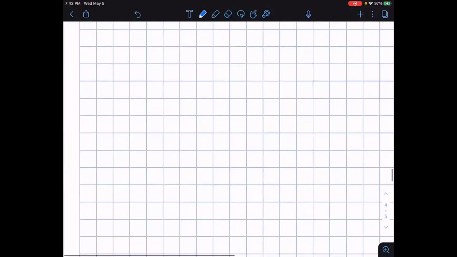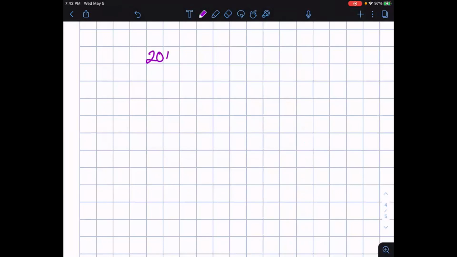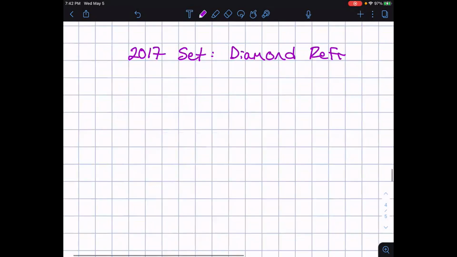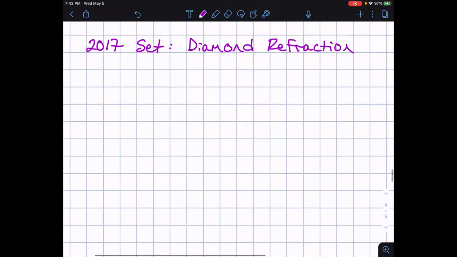All right, so I'll write out again just what we're doing here. We're in the 2017 set. We're on the diamond refraction problem, again at the very end almost. Cool. So my art skills are really not great, so I'm not going to draw a diamond, but there's a very nice picture of a diamond, basically what's going on.